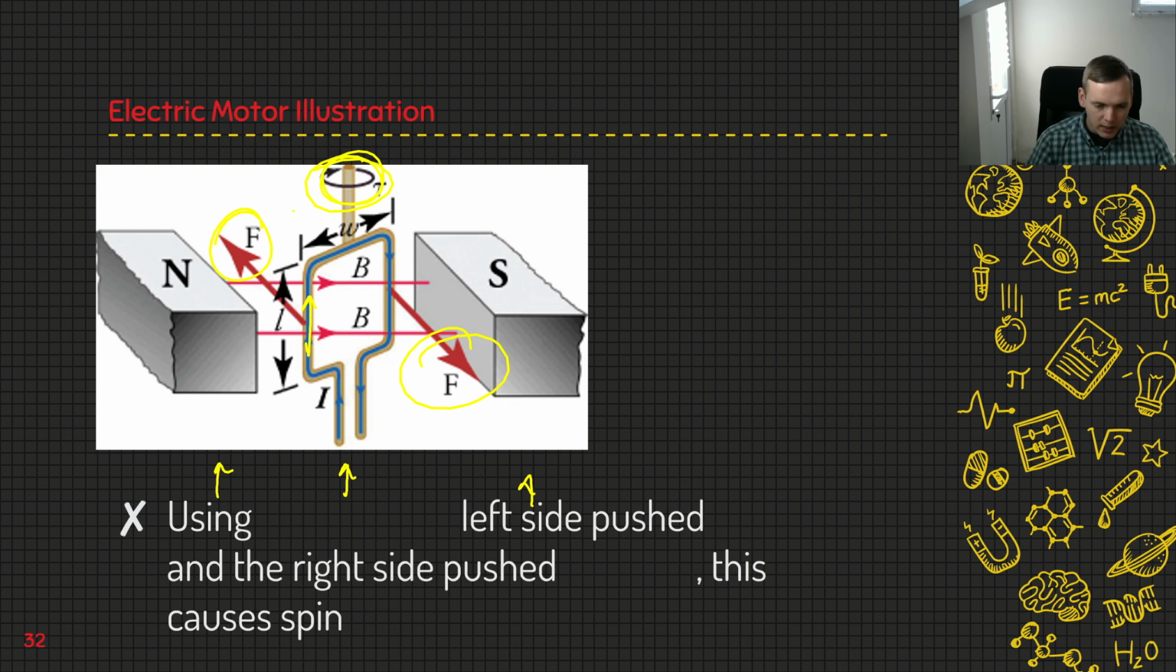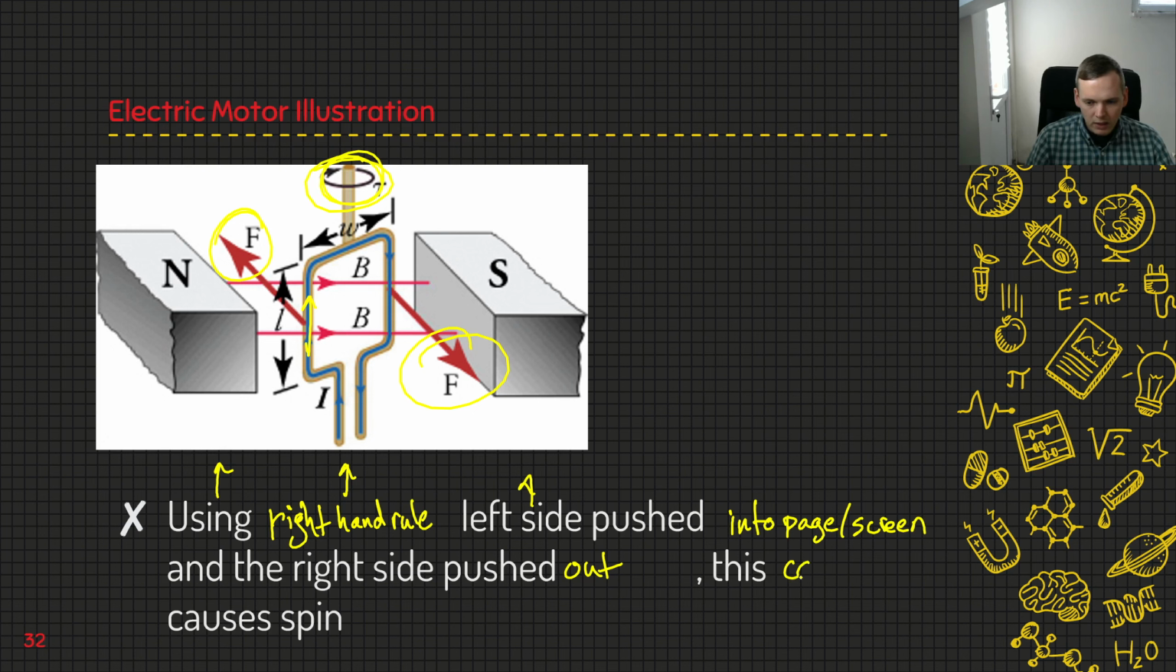So using the right-hand rule, like I said, the left side of this coil is pushed into the page or into the screen, and the right side is pushed out of the page or the screen. And this causes the coil to spin. So that's what we have here.